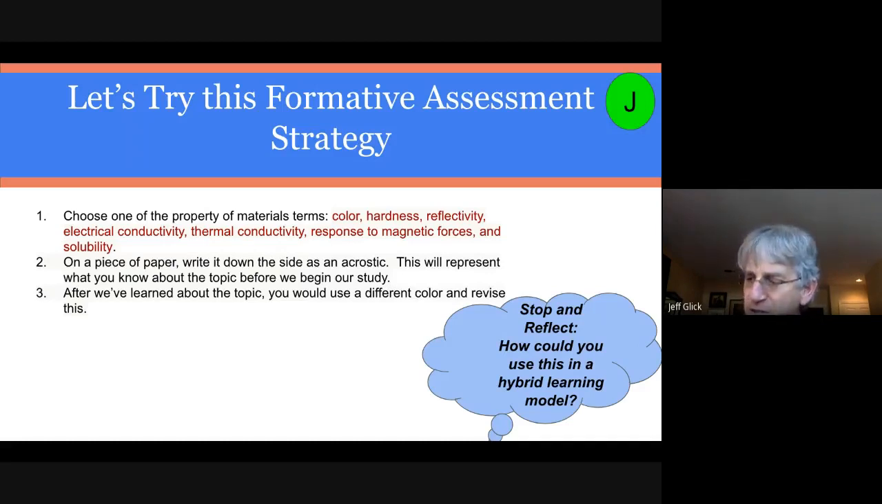This is a formative assessment. And so if you don't have the vocabulary, great. That's something we're going to be focusing in on.